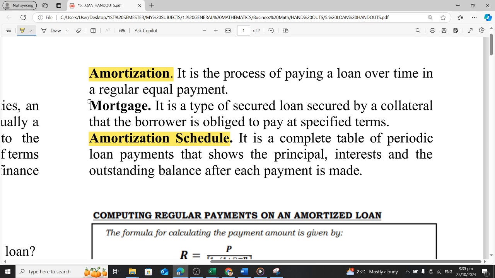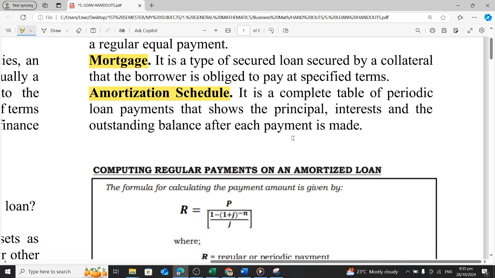All right, again, a mortgage is a type of secured loan secured by a collateral that the borrower is obliged to pay at specified terms. Example, katong balay. Nya og dili nila mabayaran ang giutang sa bangko katong balay, pwede to kwaon sa bangko as the collateral.